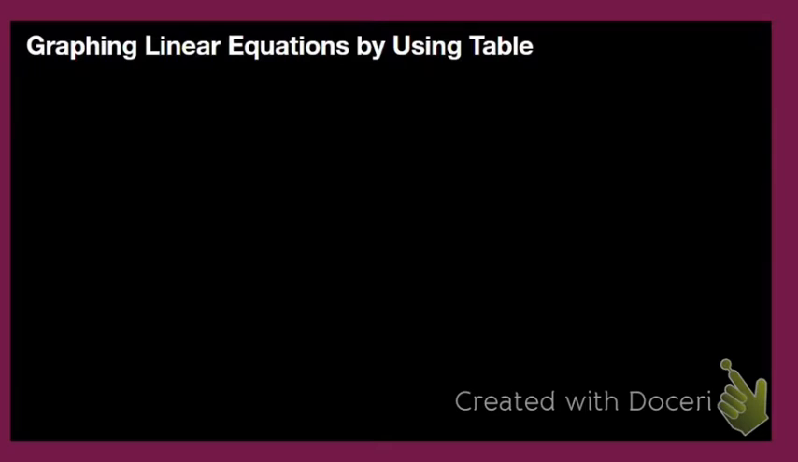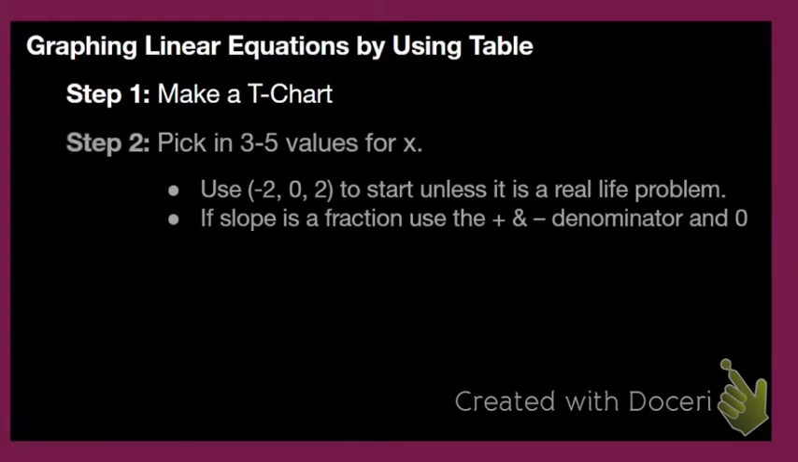Okay, so for us to graph a linear equation by using tables, we're going to start with step 1. We first just got to draw a chart. It can be either a table or a t-chart that we're used to. Step 2 says that we're going to pick 3 to 5 values for x.